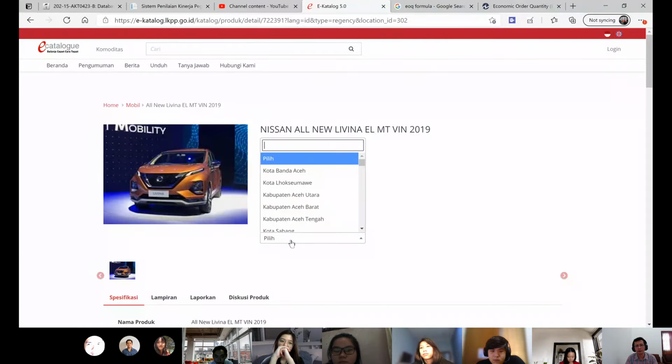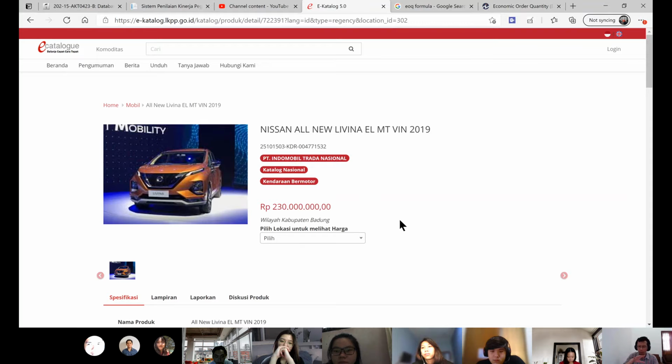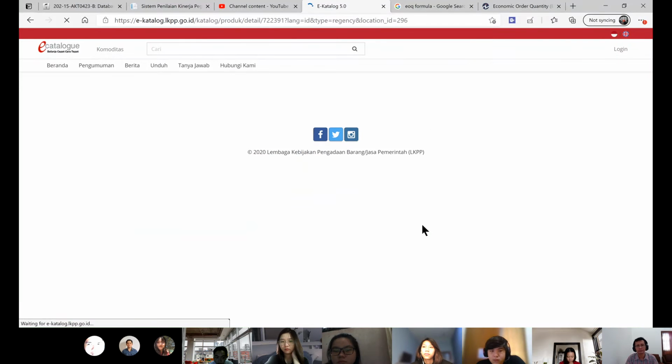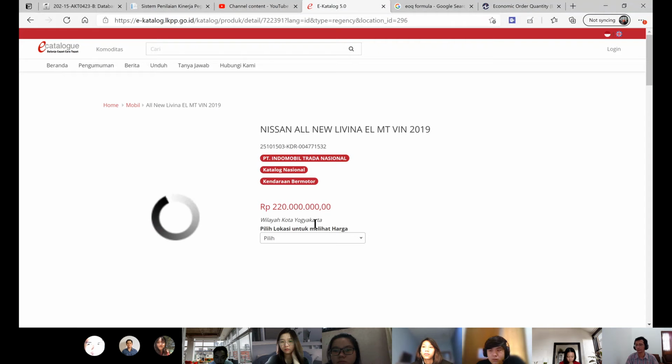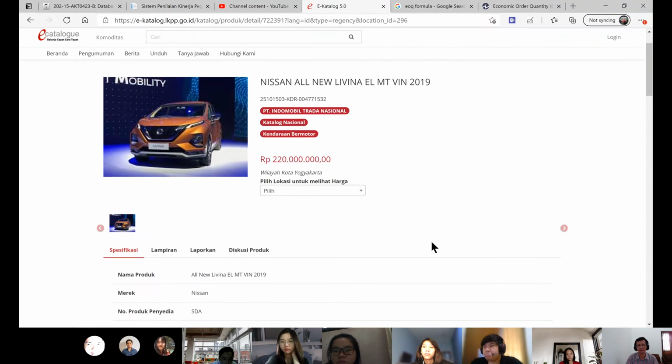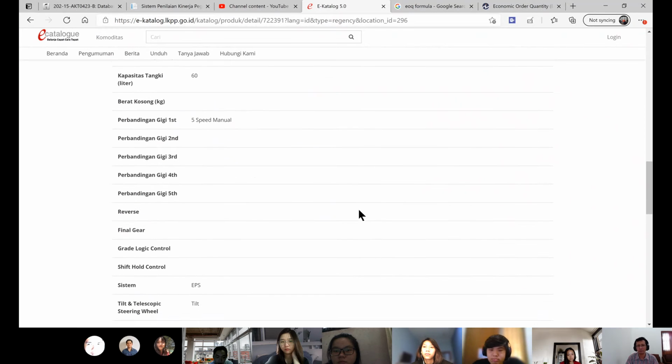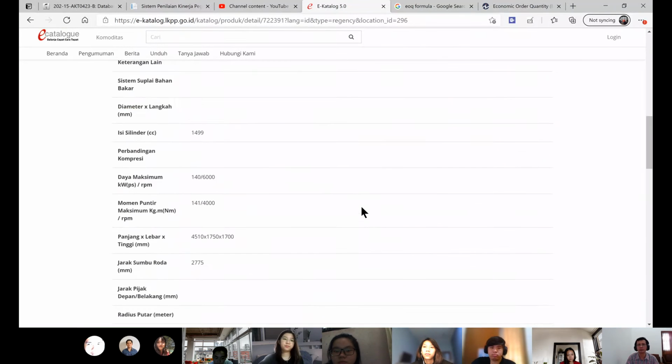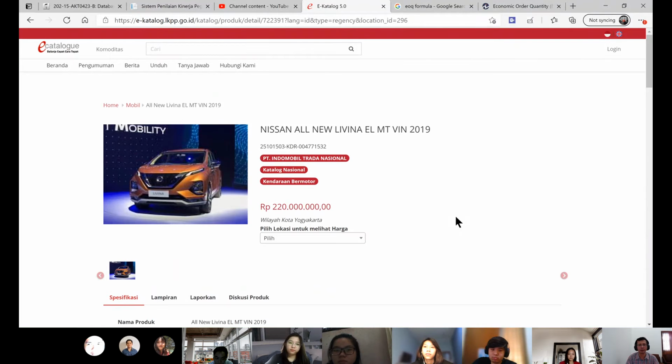And see, they have different locations because, for example, the car price probably is the same, 200 something, but the tax, the local tax, and also the delivery cost will be different. But say, for example, I want to see this in Yogyakarta. Oh, it's cheaper, 220 million for this. So if I'm the purchaser of the city of Yogyakarta, what I need to do is just click buy this. Obviously, I need to log in first, but that's how it works.